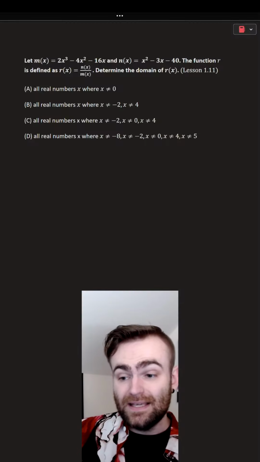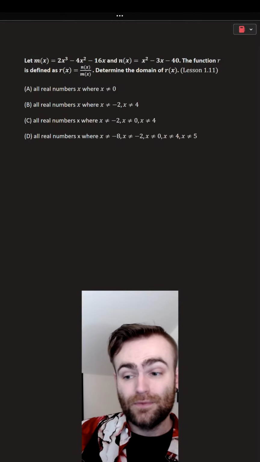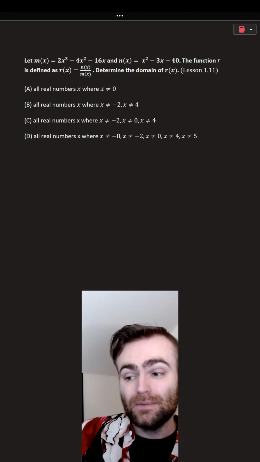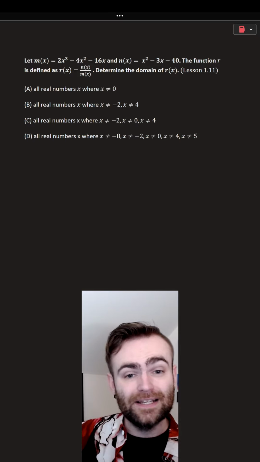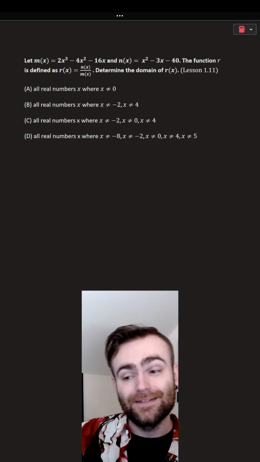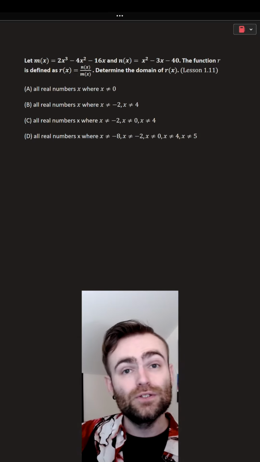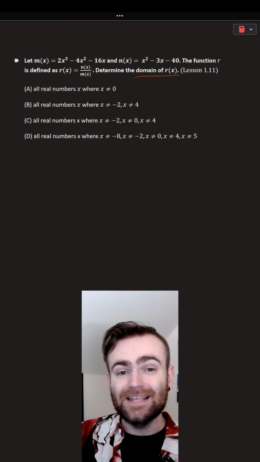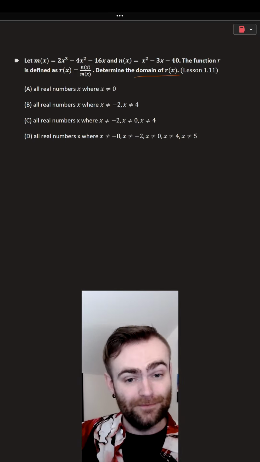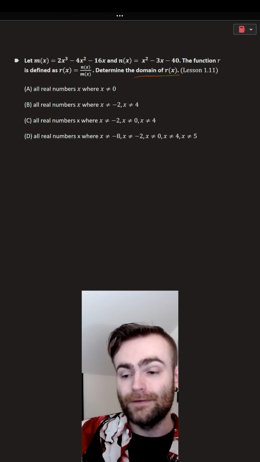Let m of x equal 2x cubed minus 4x squared minus 16x, and n of x equal x squared minus 3x minus 40. The function r is defined as r of x is equal to n of x divided by m of x. Determine the domain of r. So the domain is every x value or every input value that we can use for a function.